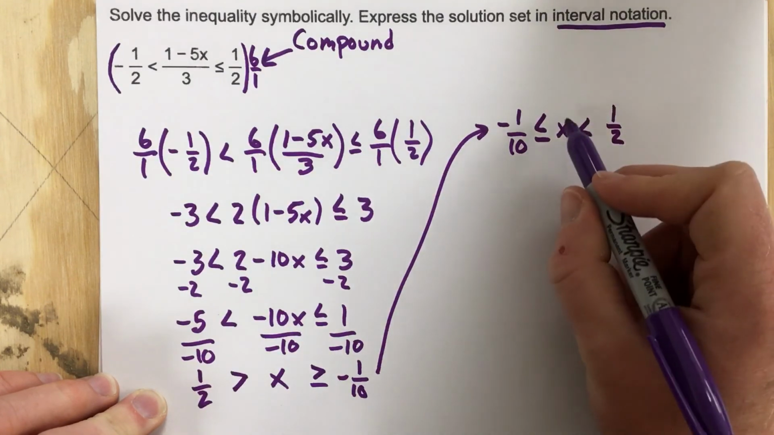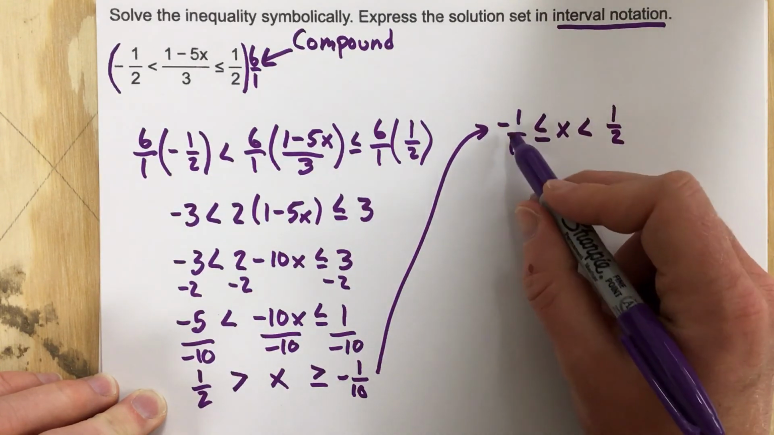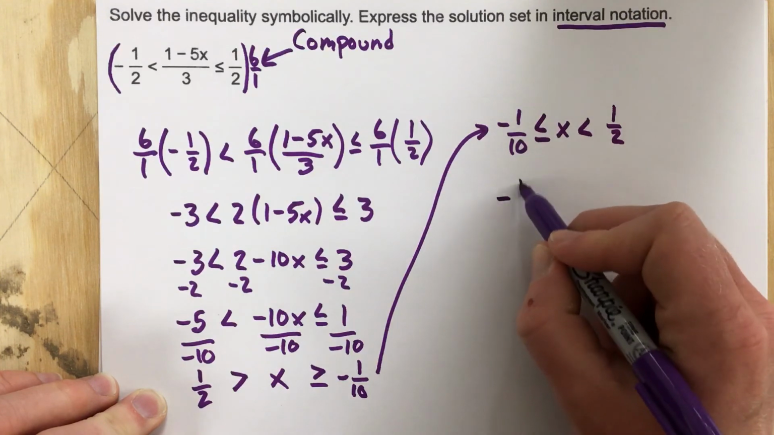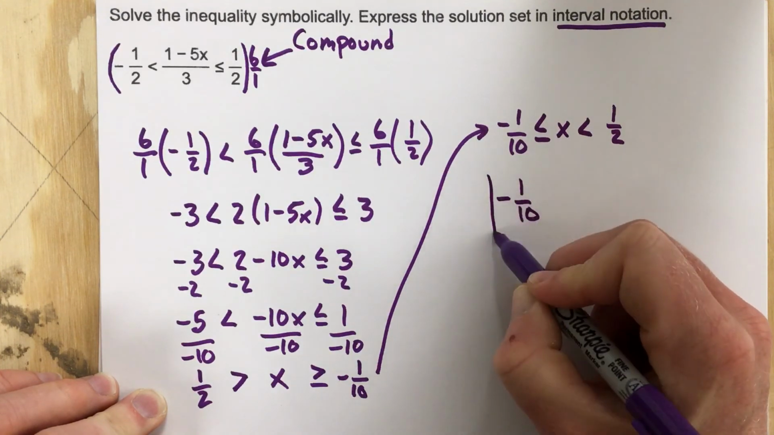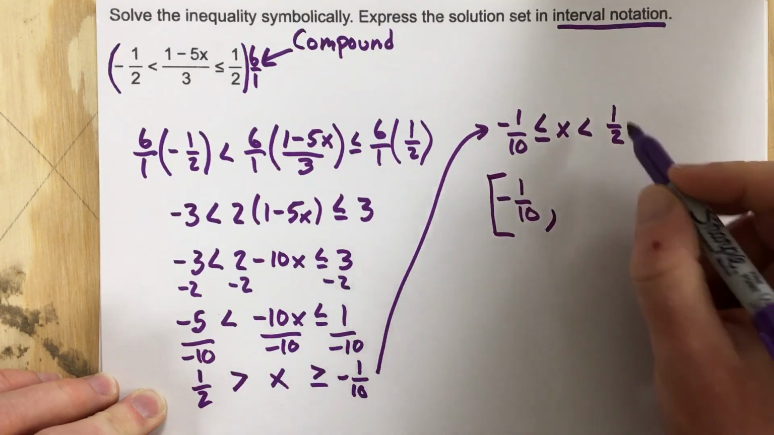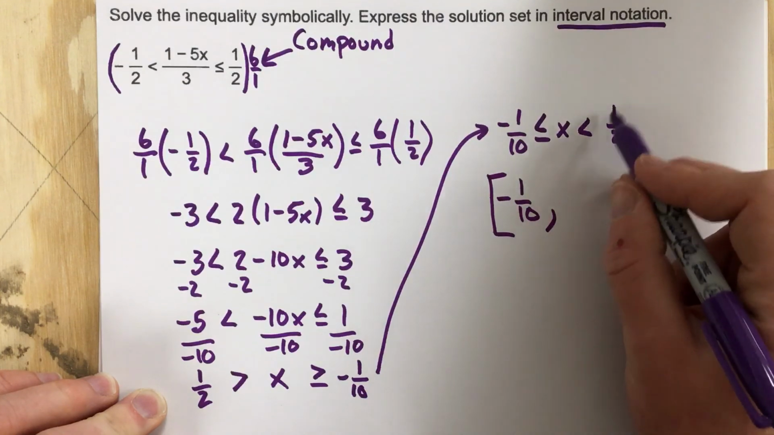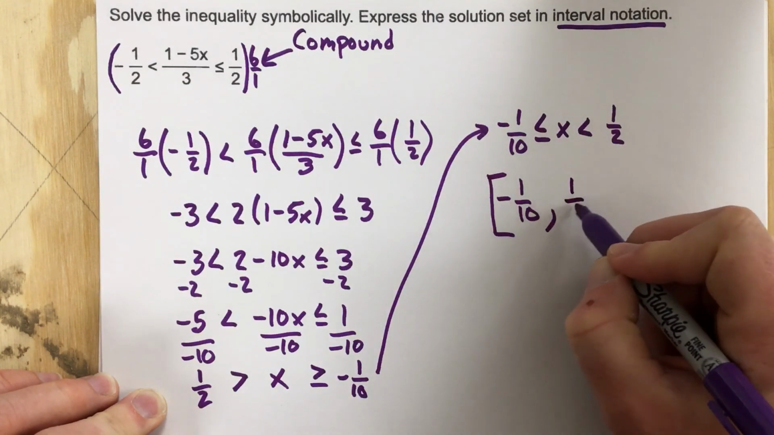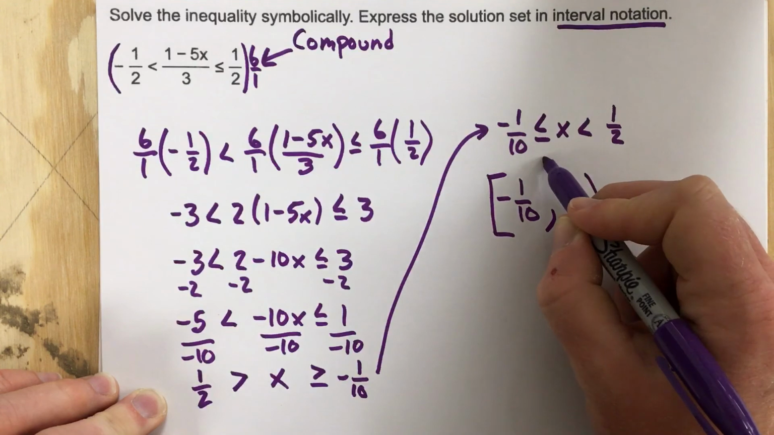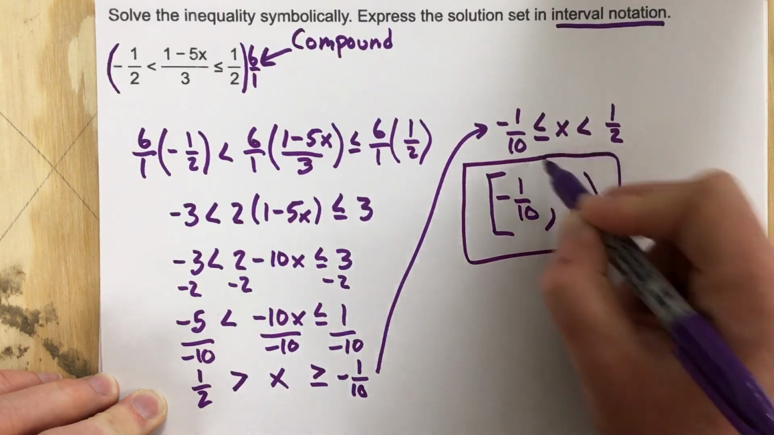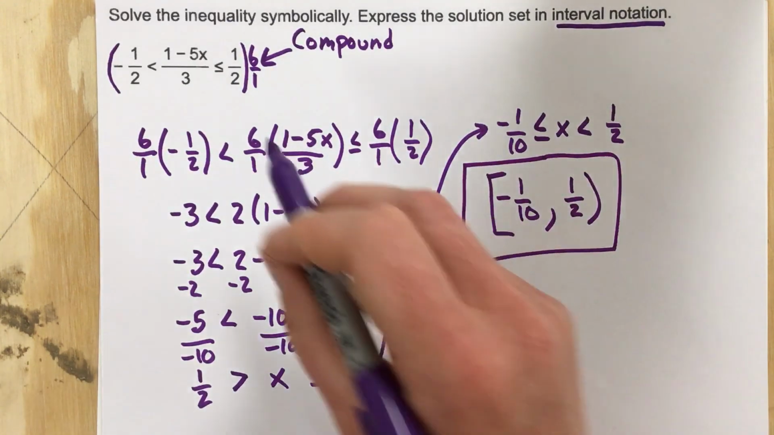So what's that mean? That means the smallest number x could be is negative 1/10, and it can equal that. So I'm going to say negative 1/10 with a bracket. The largest number is 1/2, but it can't equal 1/2, it can get close, but it can't equal it. Parenthesis. So from negative 1/10 to 1/2, those are the solutions to our compound inequality.